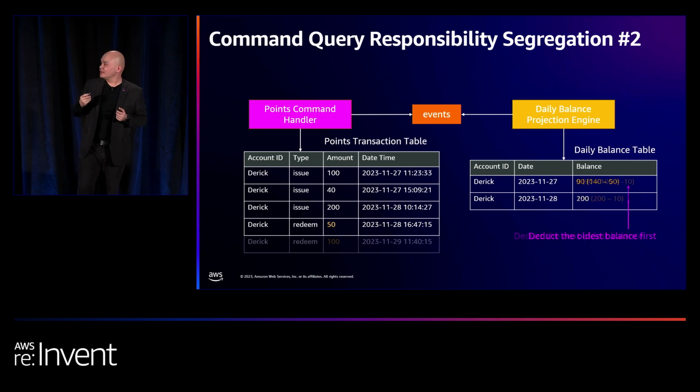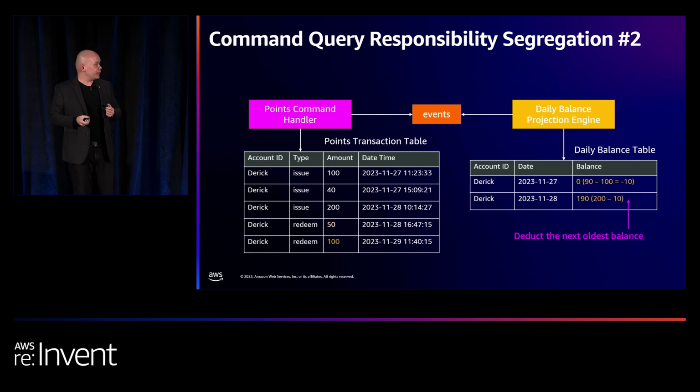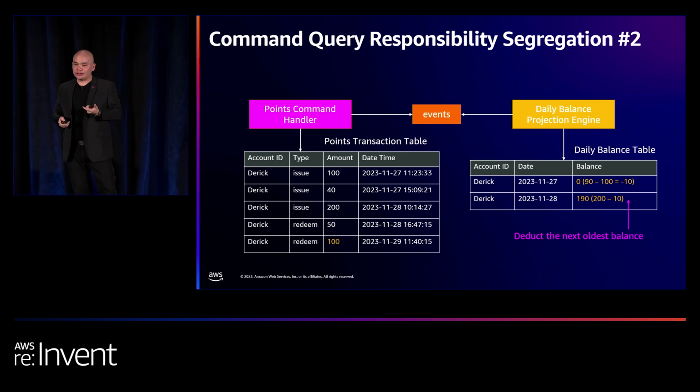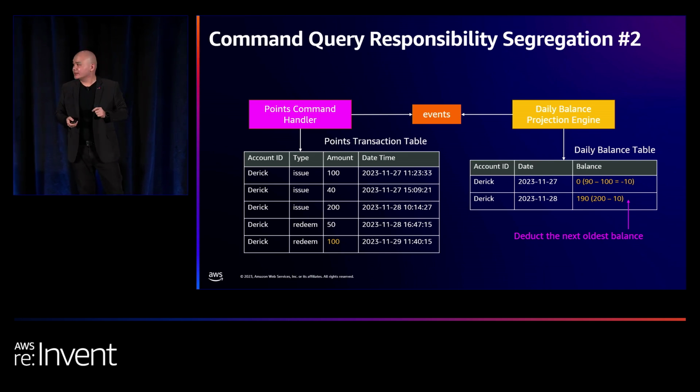And at last, on the next day, Derek performed a redemption transaction again for 100 points. This is going to be a little more complicated because from the previous one, the total point balance on the 27th is 90. So now the 90 points is going to be deducted to 0. And the remaining 10 is going to be deducted from the 28th point balance. So now Derek is going to have a total point balance of 190.